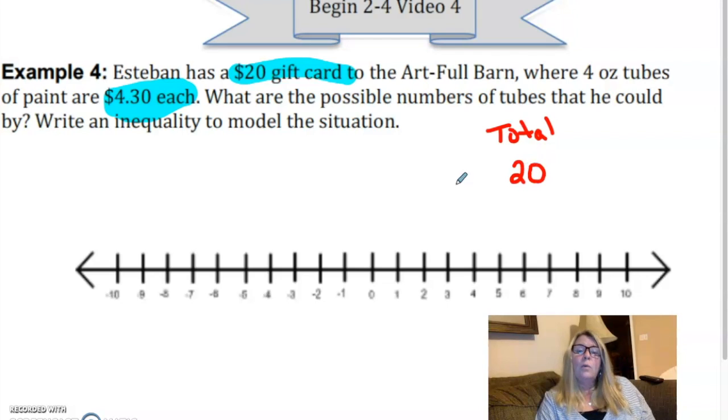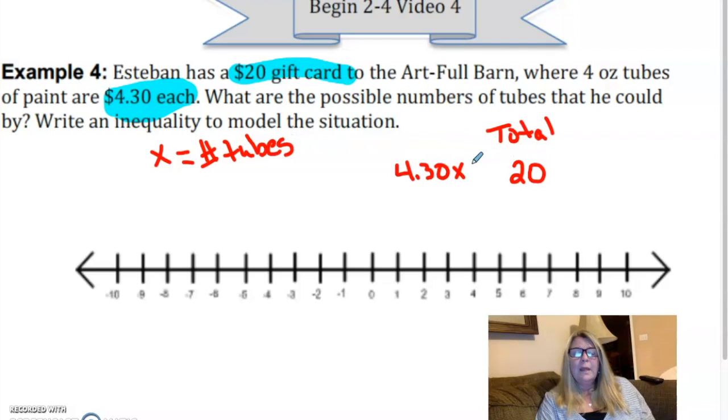Okay. Now, when he spends it, we're going to figure out how we can add up, or what it's going to make the $20. How are we going to spend it and get the $20? How are we going to calculate that $20? So it's $4.30 for each tube. So $4.30 times x. Now we need to define, what is my x representing in this problem? Well, it's the number of tubes of paint that we're going to buy.